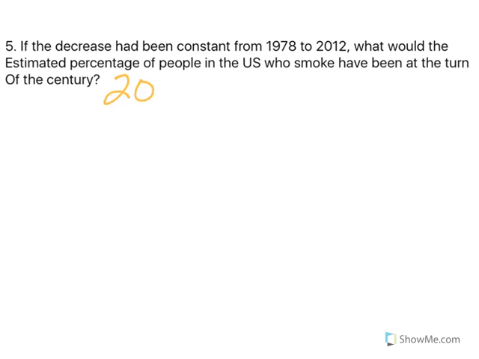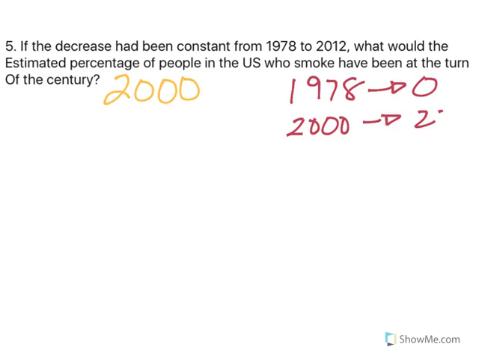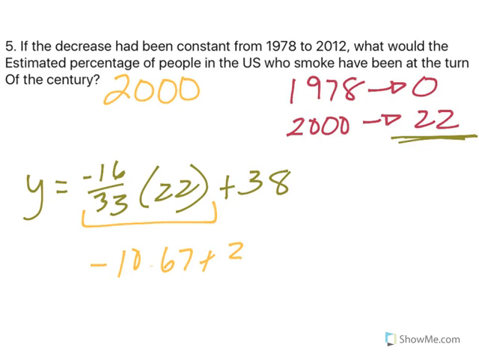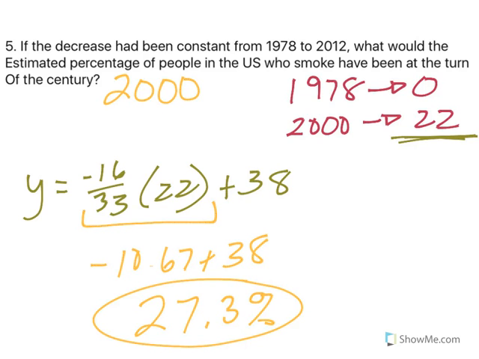Well, the turn of the century is 2000. So if 1978 has an x value of 0, then 2000 will have an x value of 22. So if we use our model, y equals slope times my x value, right? Because I'm using my x value of 22 for 2000 plus 38. Now, when you do this piece, negative 16 divided by 33 times 22, you get negative 10.67 plus 38. We would have expected 27.3% of Americans to smoke at the turn of the century.